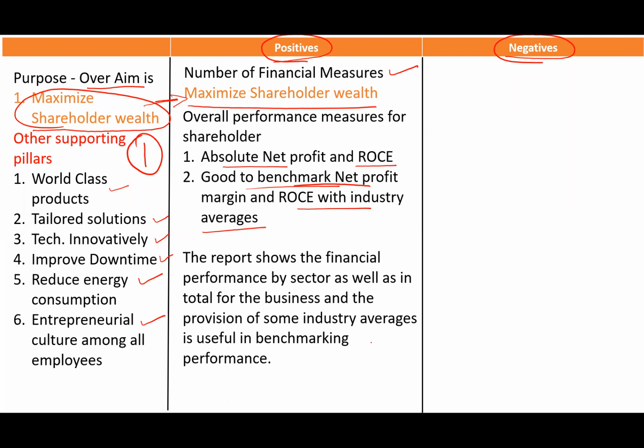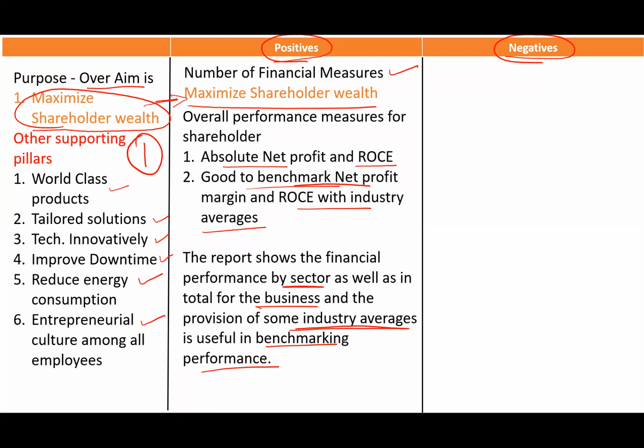Furthermore, the report shows financial performance by sector, like cement, like mining, as well as in total for the business, and the provision of some industry averages. There were two averages, one for net profit margin and the other for the ROS, is useful in benchmarking performance. So it's a positive thing in the report, and through this we can understand the shareholder value creation perspective.